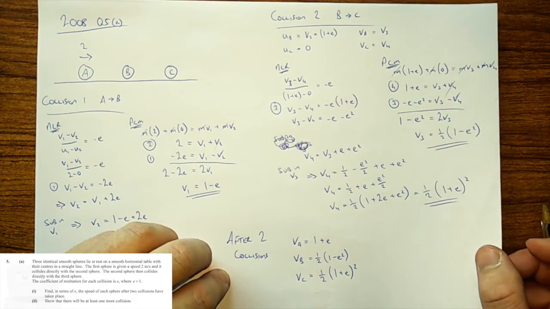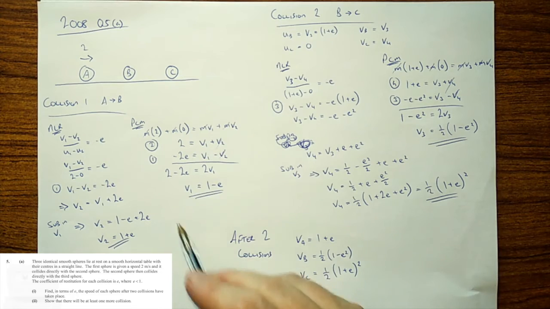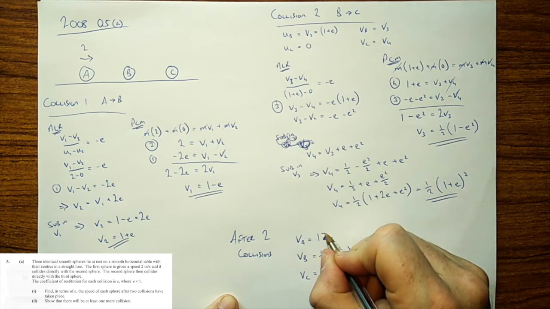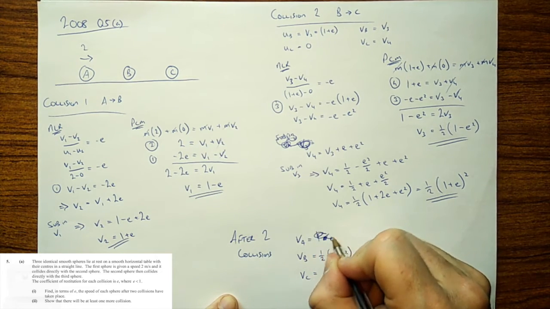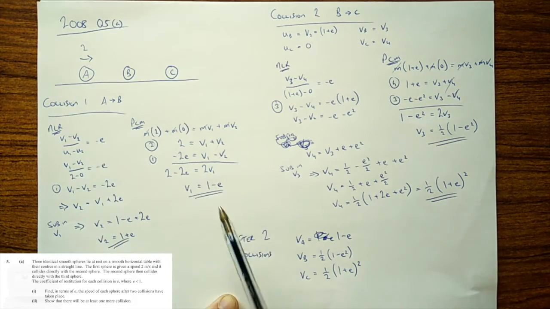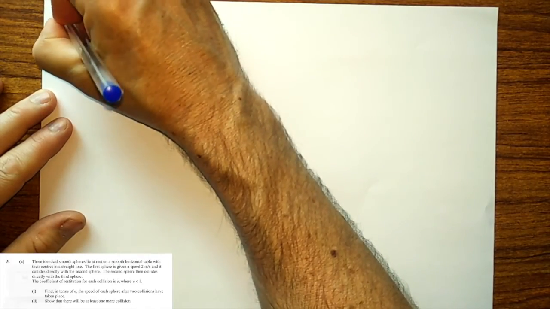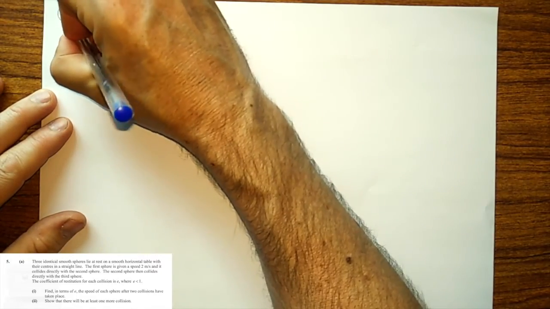Okay, so let's look at our final little bit of one. We need to show that there'll be at least one more collision. Now, of course, double checking, we have a small little mistake there. That is, of course, 1 minus E, because V1 was VA. Okay, and in hindsight, there would have been no harm in writing that table. Now, for part 2, we're going to go over to a fresh sheet of paper. So, part 2, will there be one more collision?